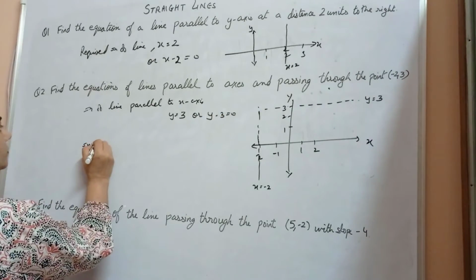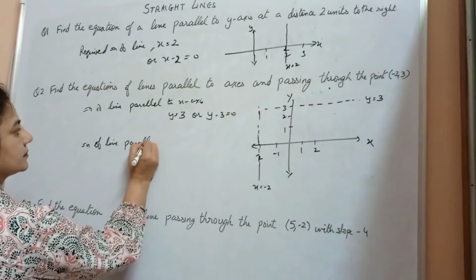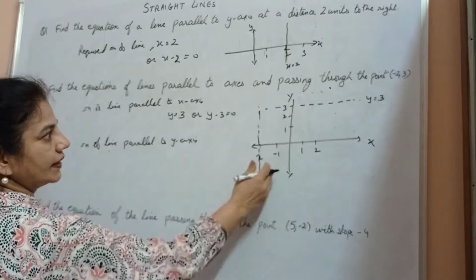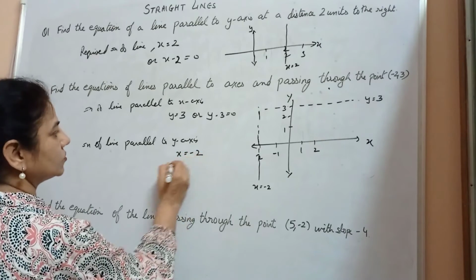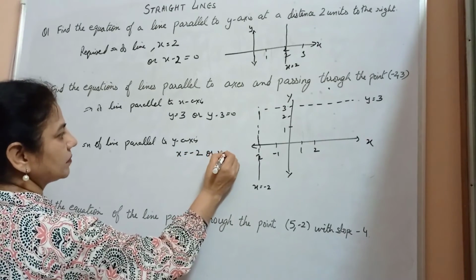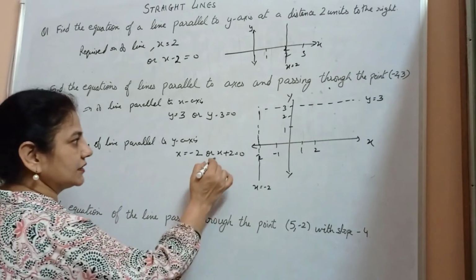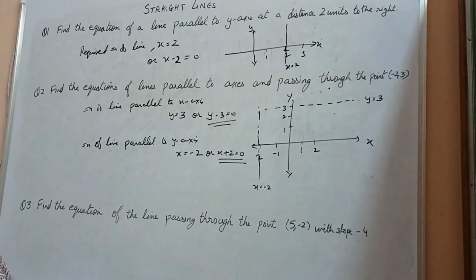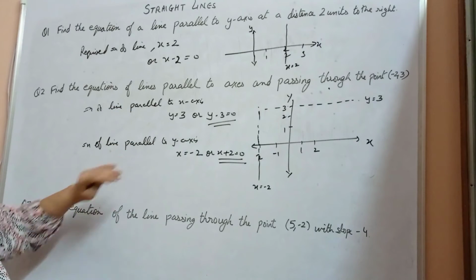So the equation of the line parallel to the y-axis is x is equal to minus 2, or you can say x plus 2 is equal to 0. So these are the required equations of a line. X plus 2 is equal to 0 is parallel to the y-axis, and y minus 3 is equal to 0 is parallel to the x-axis.